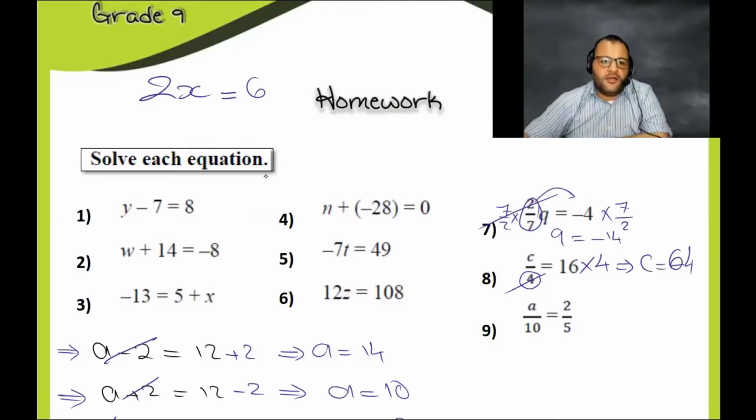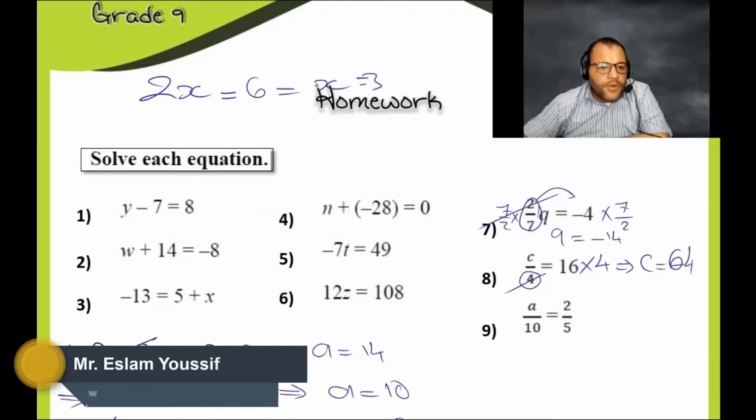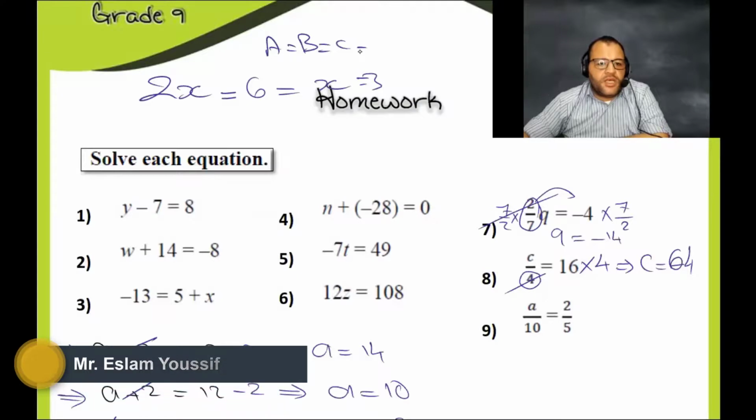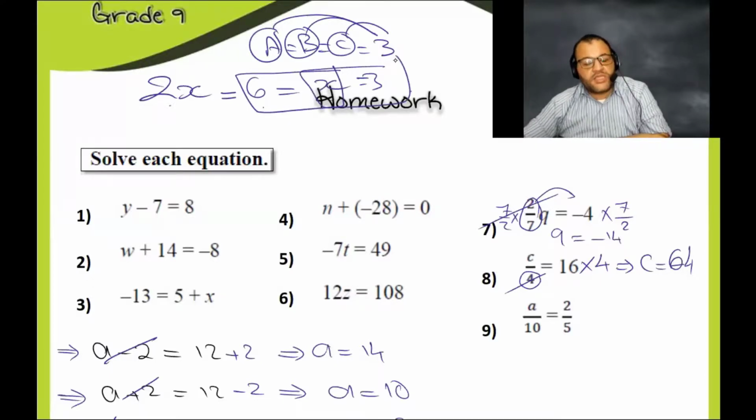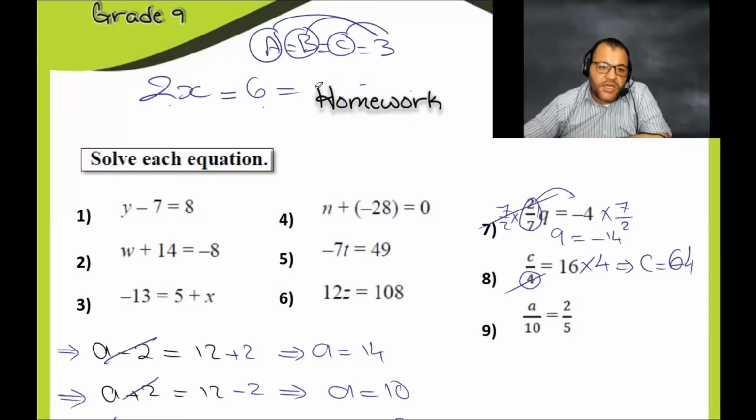One equal sign. So you can say 2x equals 6, then you can say x equals 3. This shows how many equal signs I have. When I say A equals B equals C equals 3, it means A equals 3, B equals 3, C equals 3. When you say 2x equals 6 equals x equals 3, it means x equals 6 and x equals 3 at the same time. Can you say that x equals 3 and x equals 6 at the same time? So don't put more than one equal sign in the same statement.